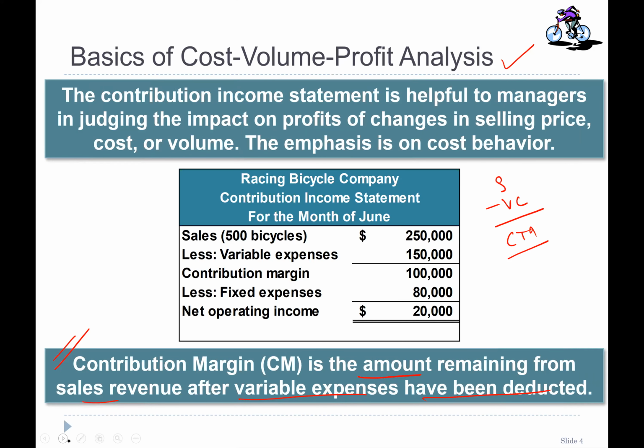Okay. So the contribution margin income statement is for the managers, not for the public, because they need to make some decisions regarding how much sales price we need to change, how much we should change the cost, and how much in volume we need to sell, right? So all the emphasis depends on the cost behavior, right?